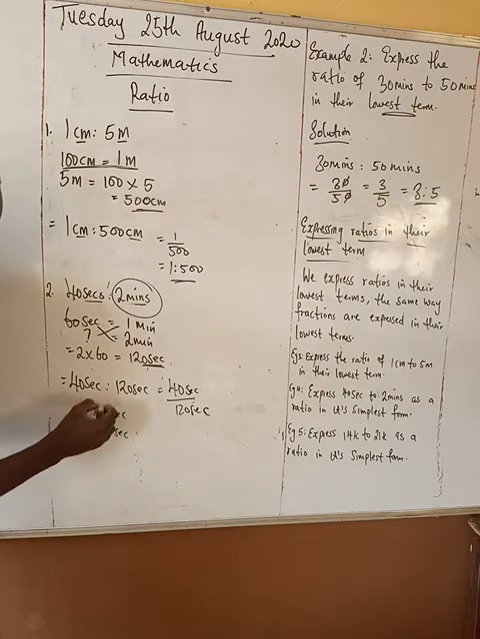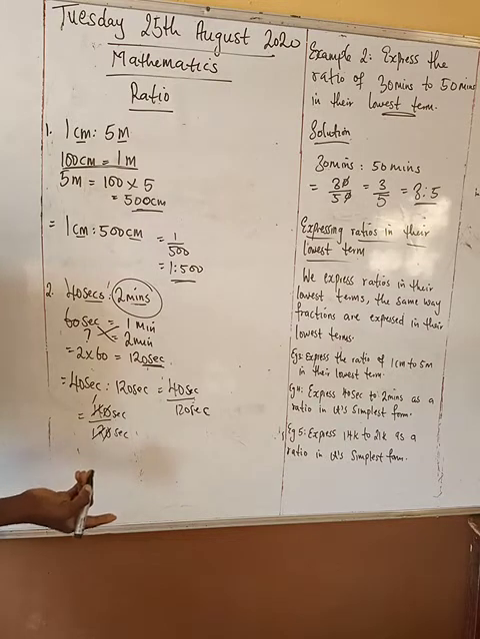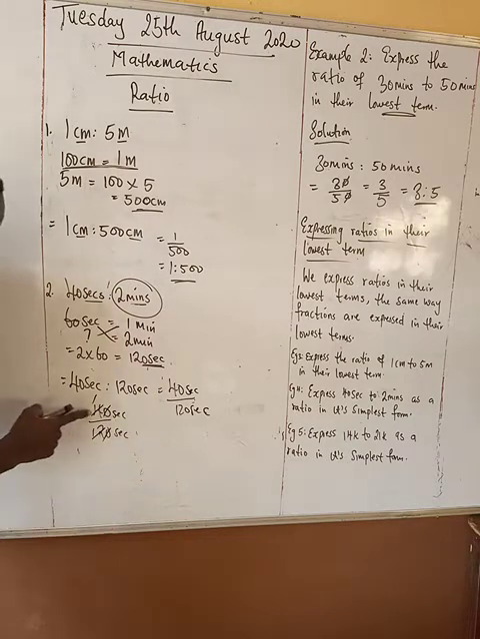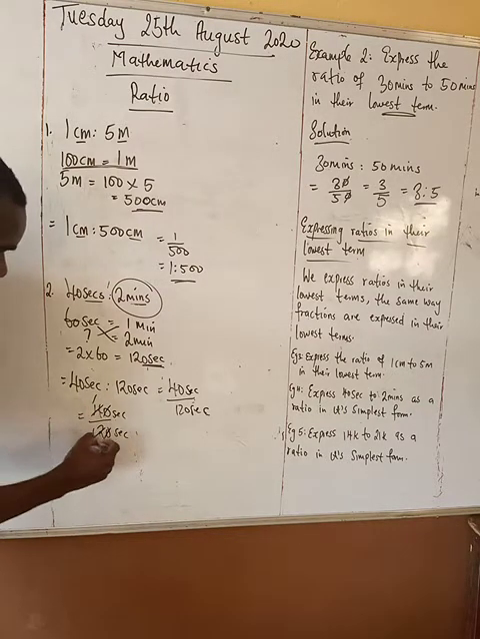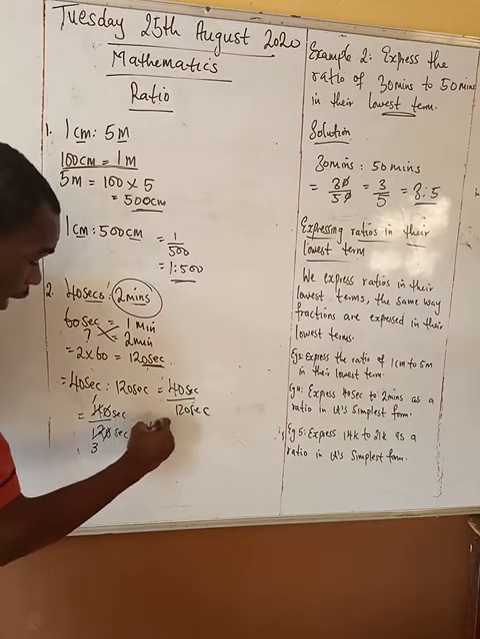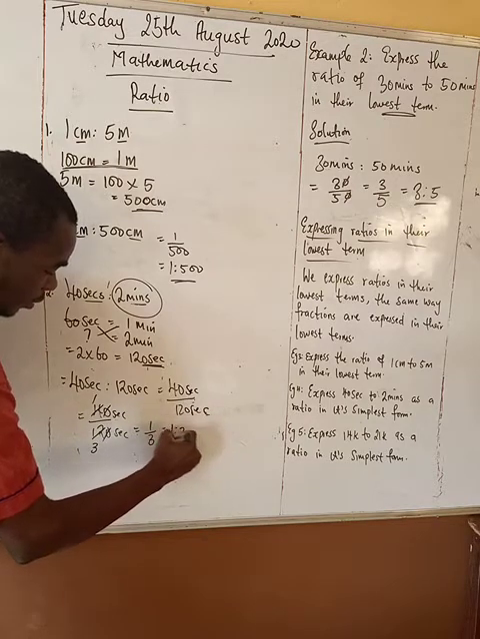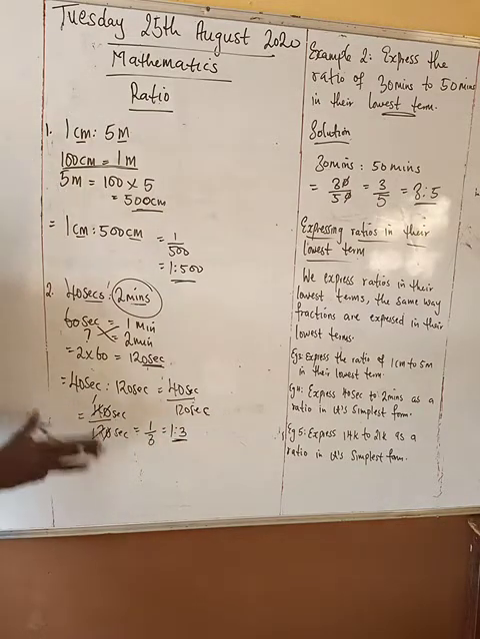0 cancels 0. 4 here, 1. 4 in 4, 1. 4 in 12, 3. Which is equal to 1 over 3, which is the same thing as 1 is to 3. So as a ratio in its lowest term, this is our answer. I hope you understood it.